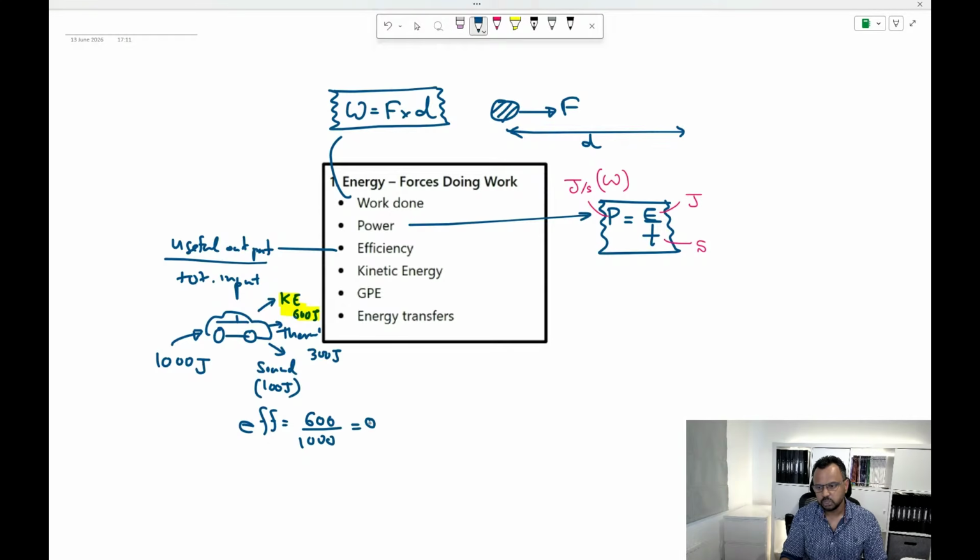The answer is 0.6. That's it. Right. Now, thank you, Ayan, for the message, 60%. Now, here's the thing. You're okay. You will get away with it. But if the question was to give the percentage efficiency, then you give it as 60%. If the question is just efficiency, go with 0.6.